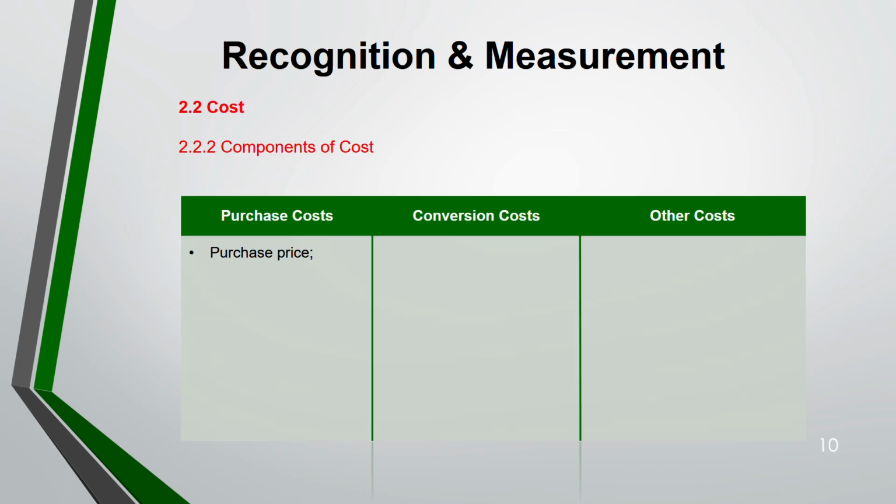So under purchase cost, it is your purchase price. If you have any import duties, non-refundable taxes which you can't get back, they're non-refundable, it's your purchase cost. Then any transport and handling cost will be added to your purchase cost. Then if there are any trade discounts or rebates, you have to deduct them from your purchase price. So these four items are your purchase cost.